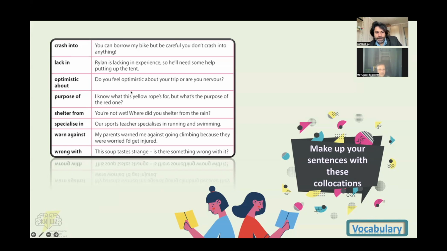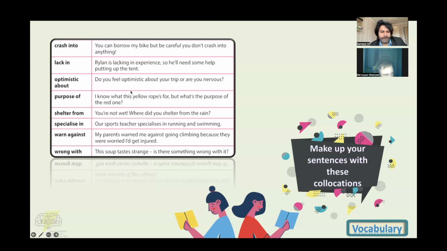Lack in. Rulan is lacking in experience, so he will need some help putting up the tent. Optimistic about. Do you feel optimistic about your trip, or are you nervous? Purpose. I know what this yellow rope is for, but what's the purpose of the red one? Shelter from. You are not wet. Where did you shelter from the rain? Specialize in. Our sports teacher specializes in running and swimming.